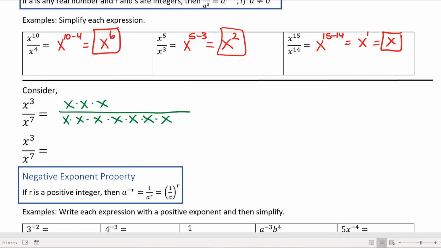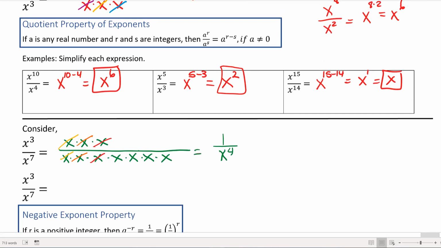All right, notice that after you have 3 x's on the top divided by 7 x's on the bottom, one x divides out, and another x divides out, and another x divides out. And how many x's do you have left? Well, it turns out you have 4 x's, but they're all left on the bottom. So the way we write that is 1 over x to the 4th. Now, if we applied the rule that we just learned, the quotient rule, we can see that if I just take the top minus the bottom, that would get me x to the negative 4. So my question is, which one is correct?